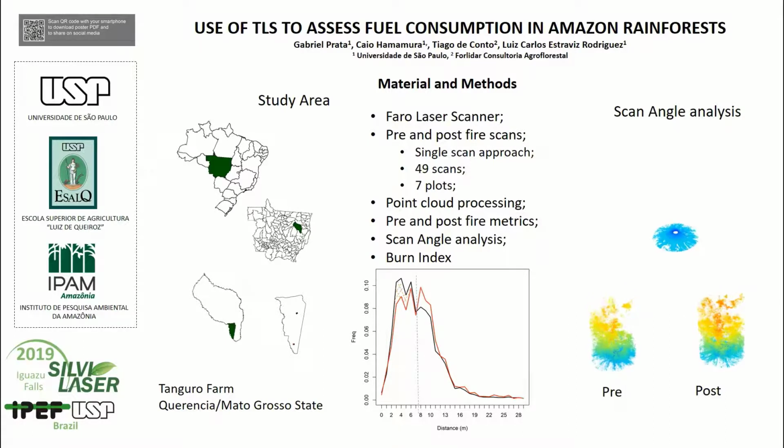We generated for each angle graphics where the x-axis was composed by the distance from 0 to 30 meters, and the y-axis was the frequency of points from pre- and post-fire point clouds. We called burn index the area between the pre- and post-fire curves, counting from the scan position and the distance where the first intersection between the lines is identified.